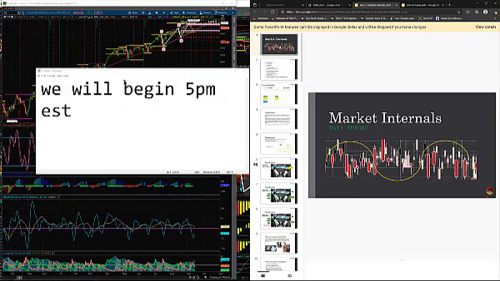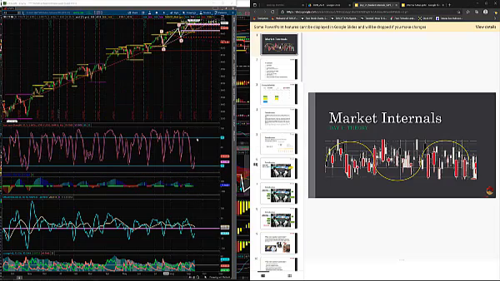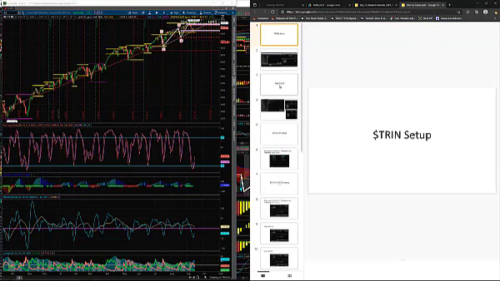I don't have the trend set up here. So I'm going to set up the trend first together and then walk through this step by step. And then we'll go over the market internals.